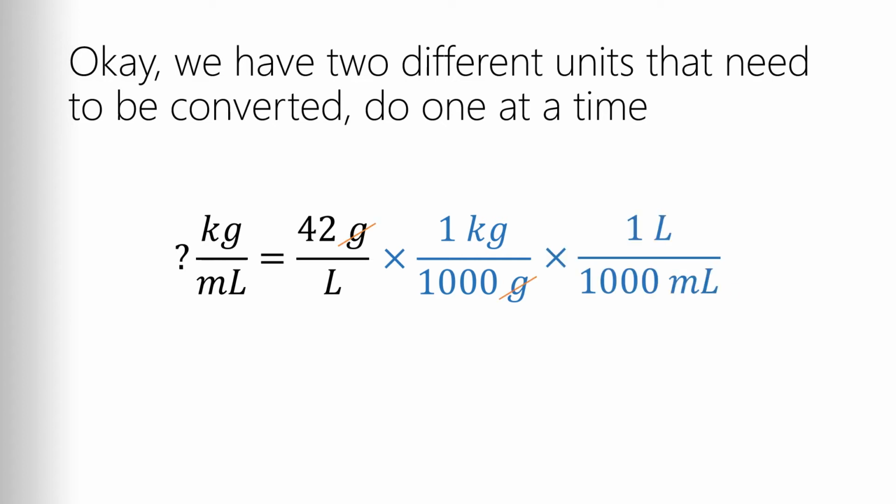Essentially, same setup. It's a 1 to 1,000 relationship. 1 liter equals 1,000 milliliters. Here, the liter on the top and the liter on the bottom cancel each other out. And that means if I do this mathematics, my answer will be in kilograms per milliliter, which is exactly what I want.